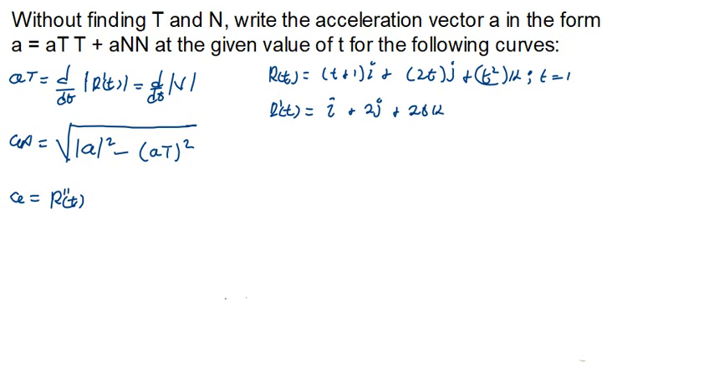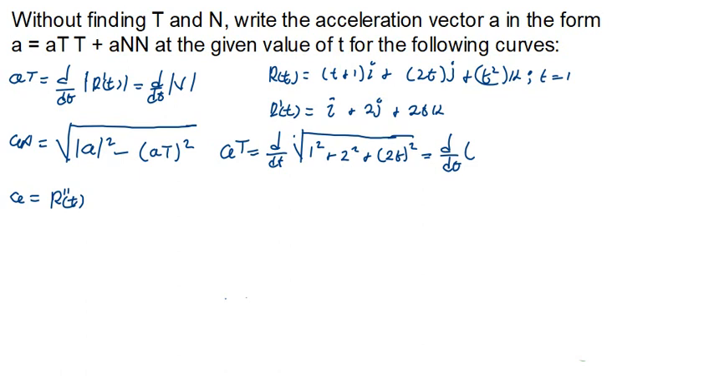Okay, so we have to determine the magnitude of that. So you're going to say d/dt of the magnitude of r'(t). We're talking about the square root of 1 squared plus 2 squared plus (2t) squared, of which this is simply d/dt. What you're finding here is d/dt of, 1 squared is 1, then 2 squared is 4, so 4 plus 1 gives us 5, plus 4t squared, all to the power 1/2.